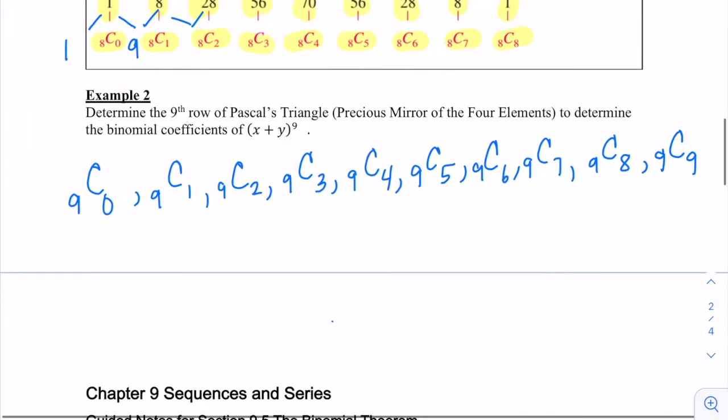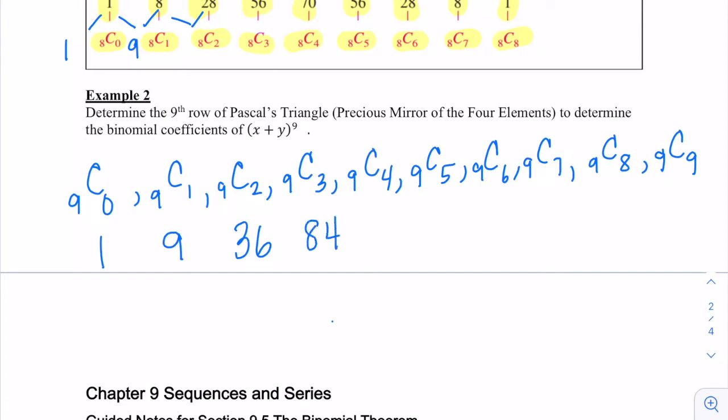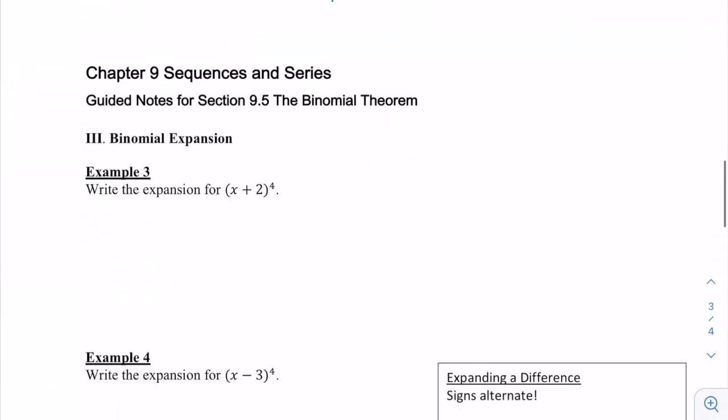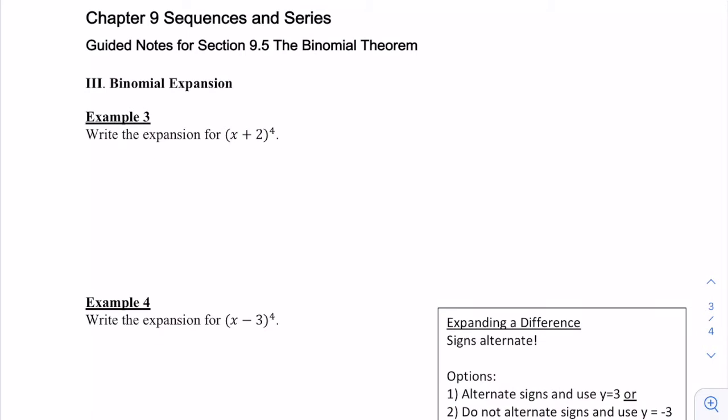And then when we calculate it, and you can also confirm it with Pascal's triangle, this will be 1, we have 9, 36, 84, 126. I'm going to put a comma here so we can see it more clearly. 126, 84, and again, it's symmetrical, so now it's going to go down, so 36, 9, and back to 1. Beautiful. Okay, so now we're going to use what we know about the binomial theorem and Pascal's triangle to expand these binomials.